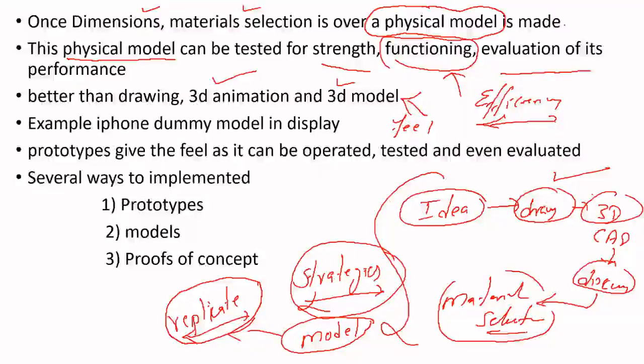So these physical models can be implemented in three ways, actually three strategies. One is the prototype, another one is developing a model, as well as developing a proof of concept.